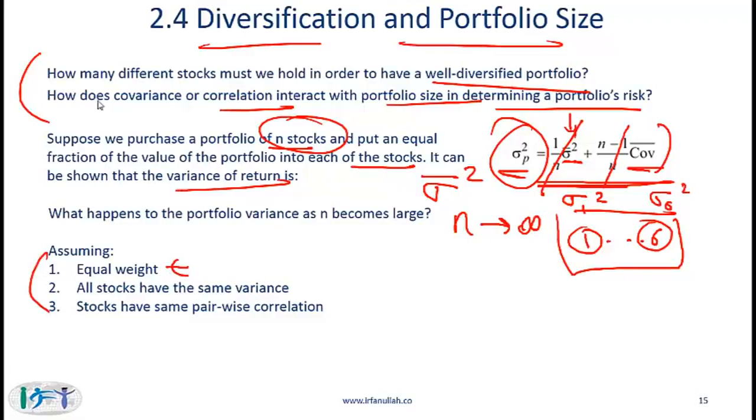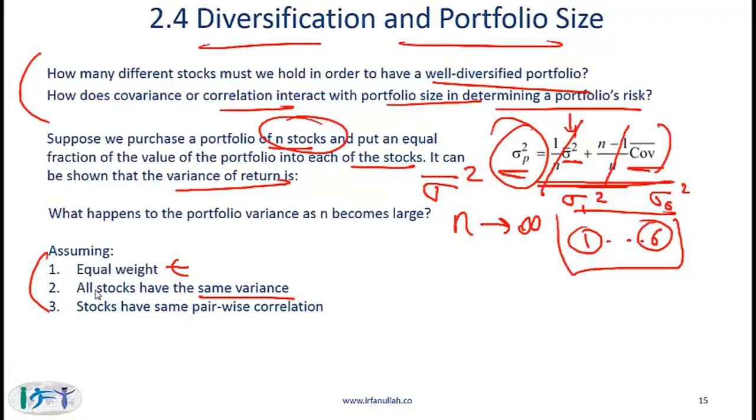Equal weight, so that actually is an assumption that we are carrying forward. If you have $100 to invest in 100 stocks, you put $1 in each stock. So your portfolio needs to be equal weighted. All stocks should have the same variance. You make an assumption here, and this is a simplification, that all stocks in your portfolio have the same variance. And then you also make an assumption that all stocks have the same pairwise correlation.